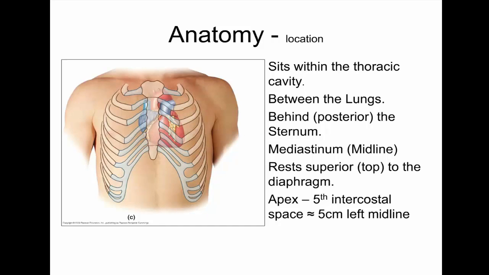To locate the apex of the heart, it's in the 5th intercostal space, 5 centimeters from the midline. So you'll need to be aware of that position, and remember that if you were asked to auscultate the apical beat of the heart.